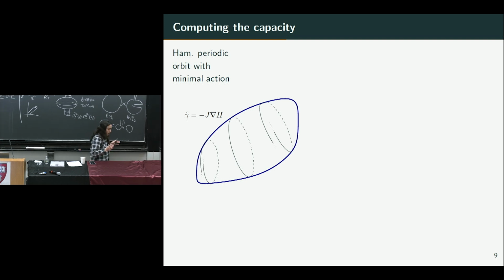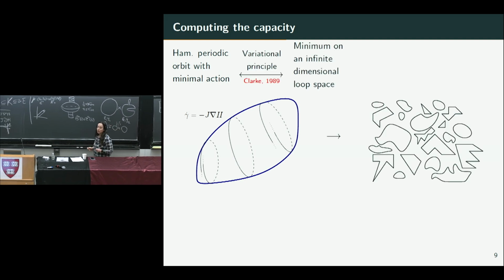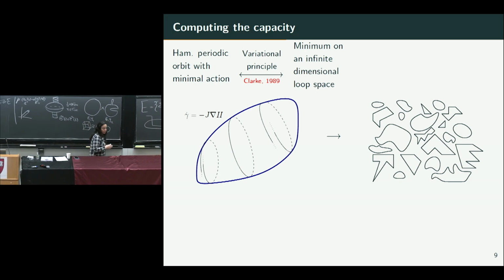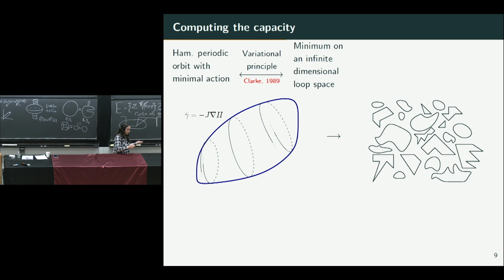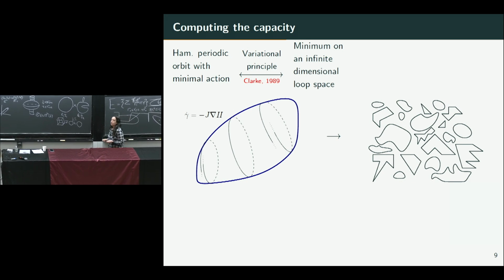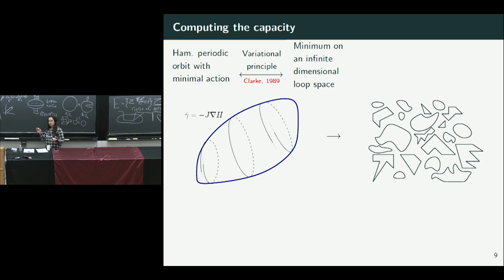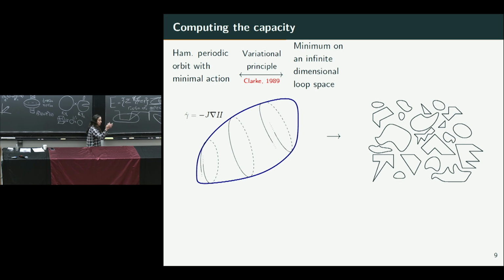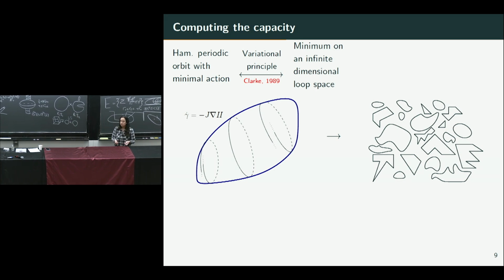And Clarke had a very useful variational principle, which allows us to transform this problem of finding the minimal closed characteristic to finding the minimum over some functional.